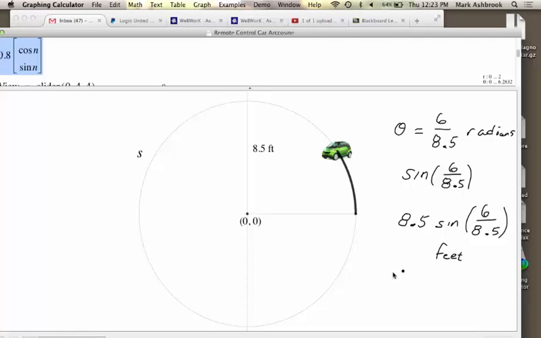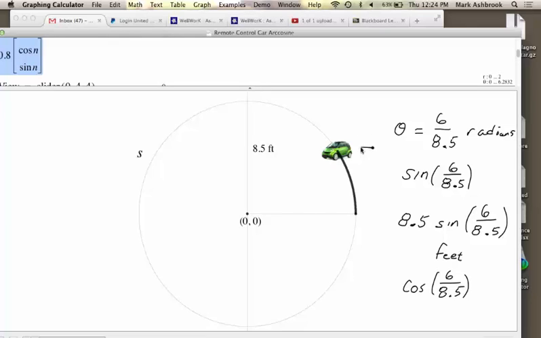Okay, what fraction of a radius length is the car to the right of the vertical diameter? Try somebody new. How about Adam? How could you express that? Not sure. Okay, Scott? It would do the same thing, but you would use cosine. Cosine of the angle swept by the car. So he wants cosine of 6 over 8.5.